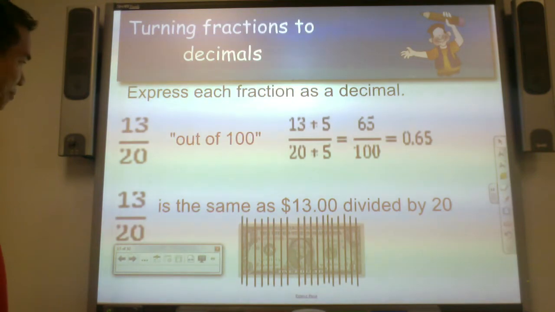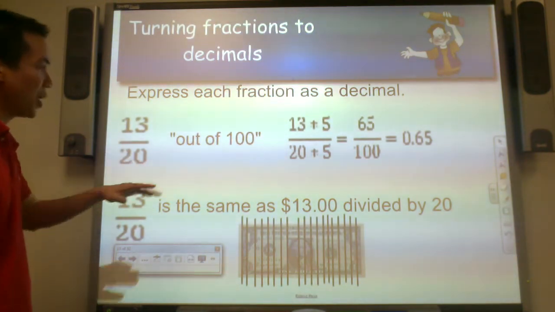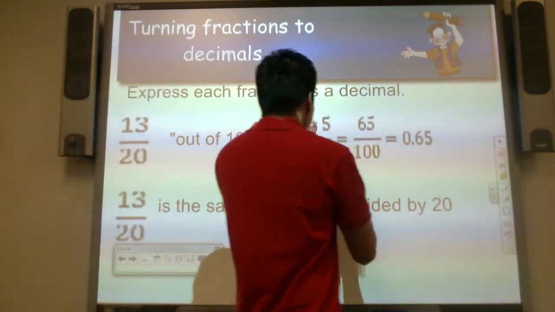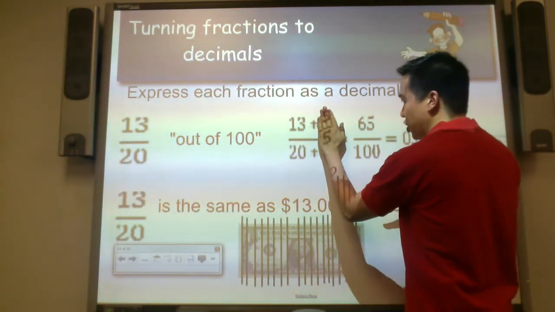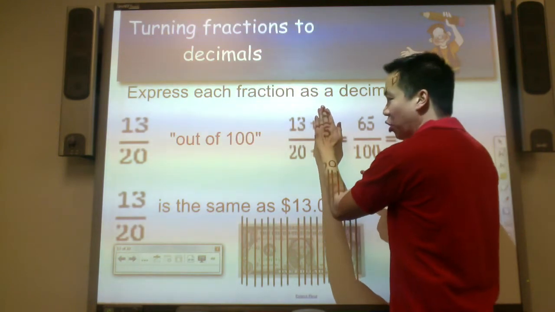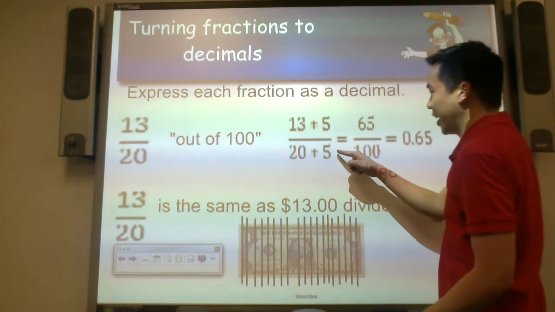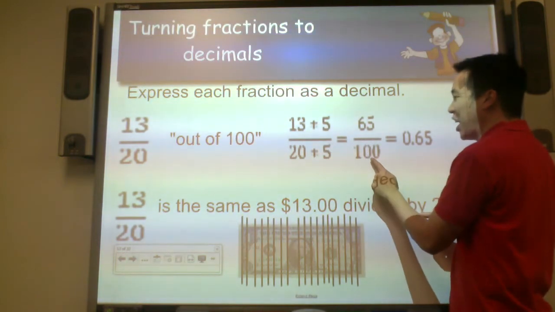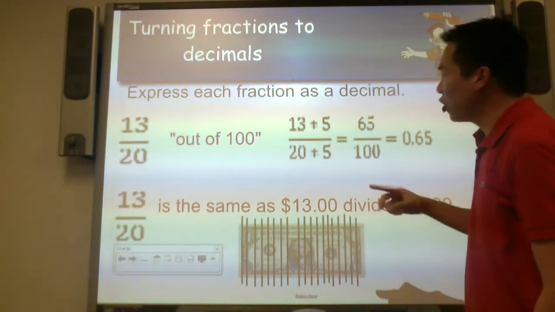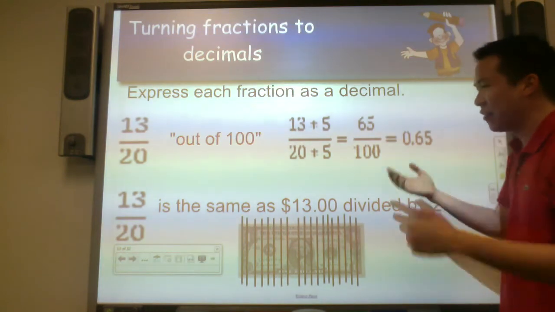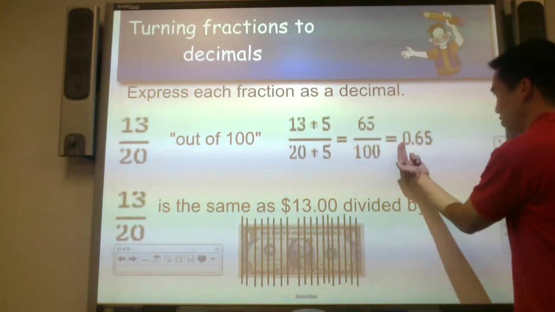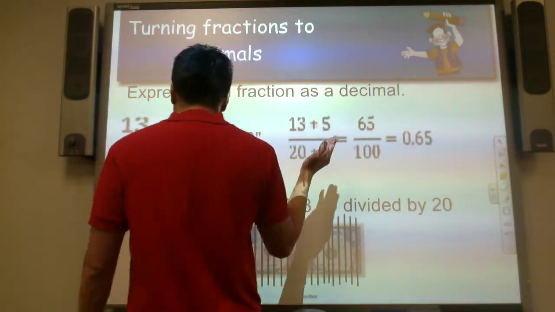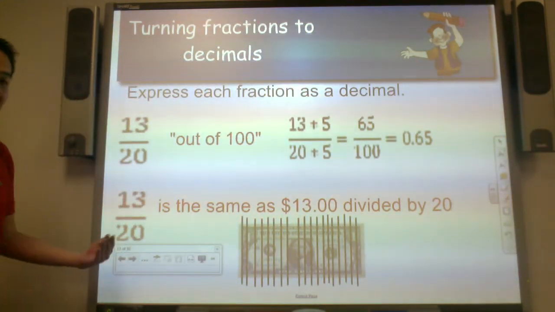So let's try another example. 13/20. Let's do out of 100 for those who like this way. Can 20 go into a hundredths place? If so, times what? Times 5. 13 times 5 is 65 hundredths. How do you write 65 hundredths as a decimal? 0 and 65 hundredths.